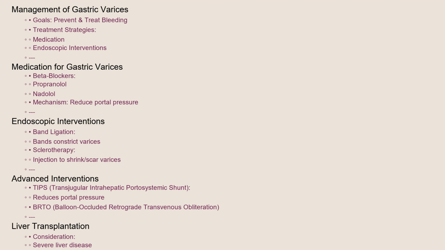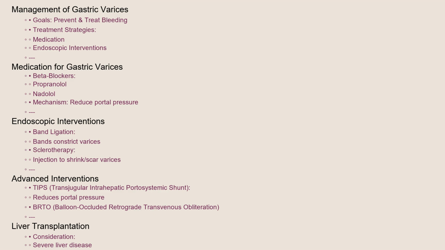The management of gastric varices focuses on preventing and treating bleeding episodes. Treatment strategies include medication and endoscopic interventions. Beta blockers, such as propranolol and nadolol, are often prescribed to reduce portal pressure and decrease the risk of bleeding. In acute bleeding situations, endoscopic techniques such as band ligation, where small rubber bands are placed around the varices to cut off their blood supply, or sclerotherapy, which involves injecting a substance into the varices to cause them to shrink and scar, are commonly used to stop the bleeding.